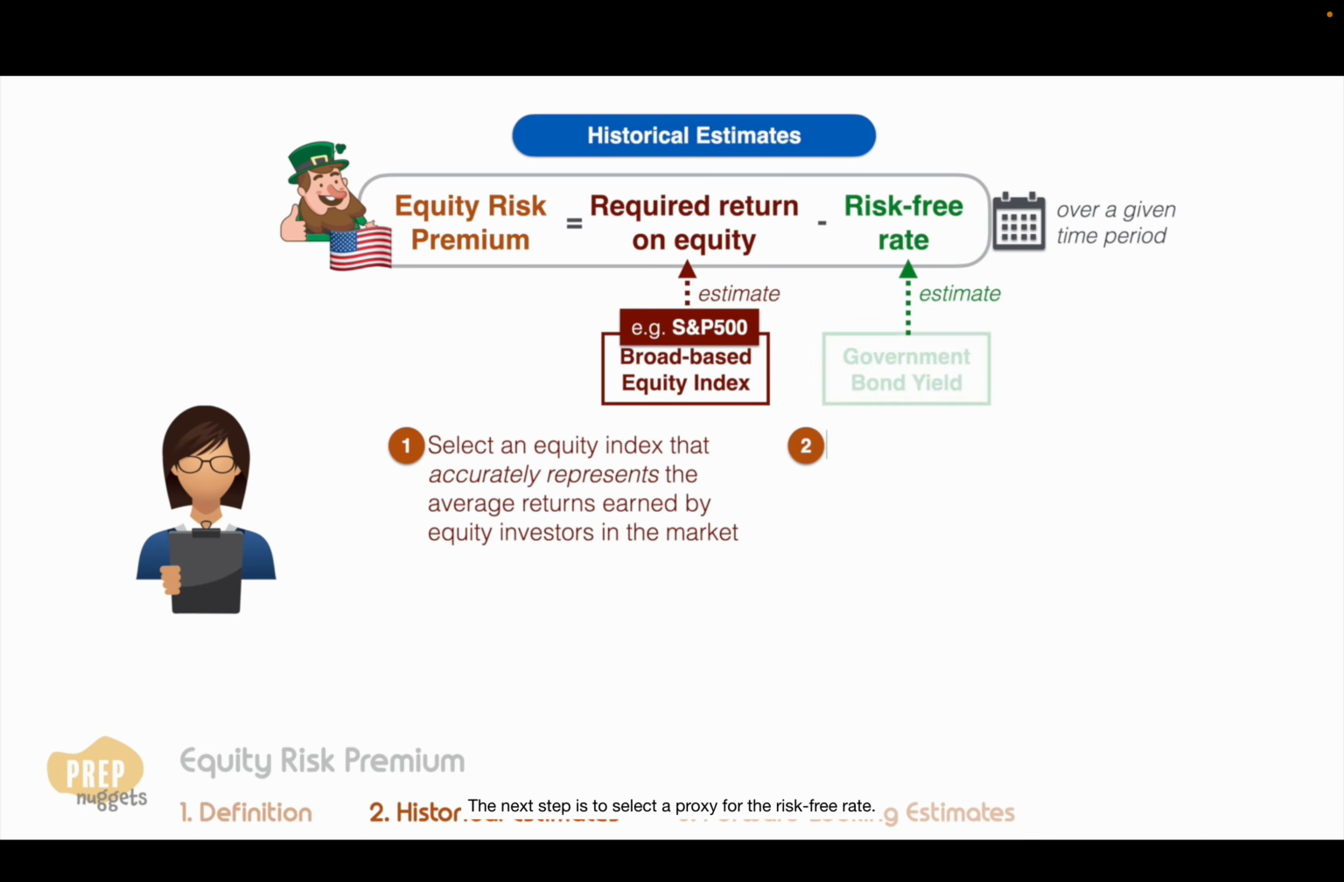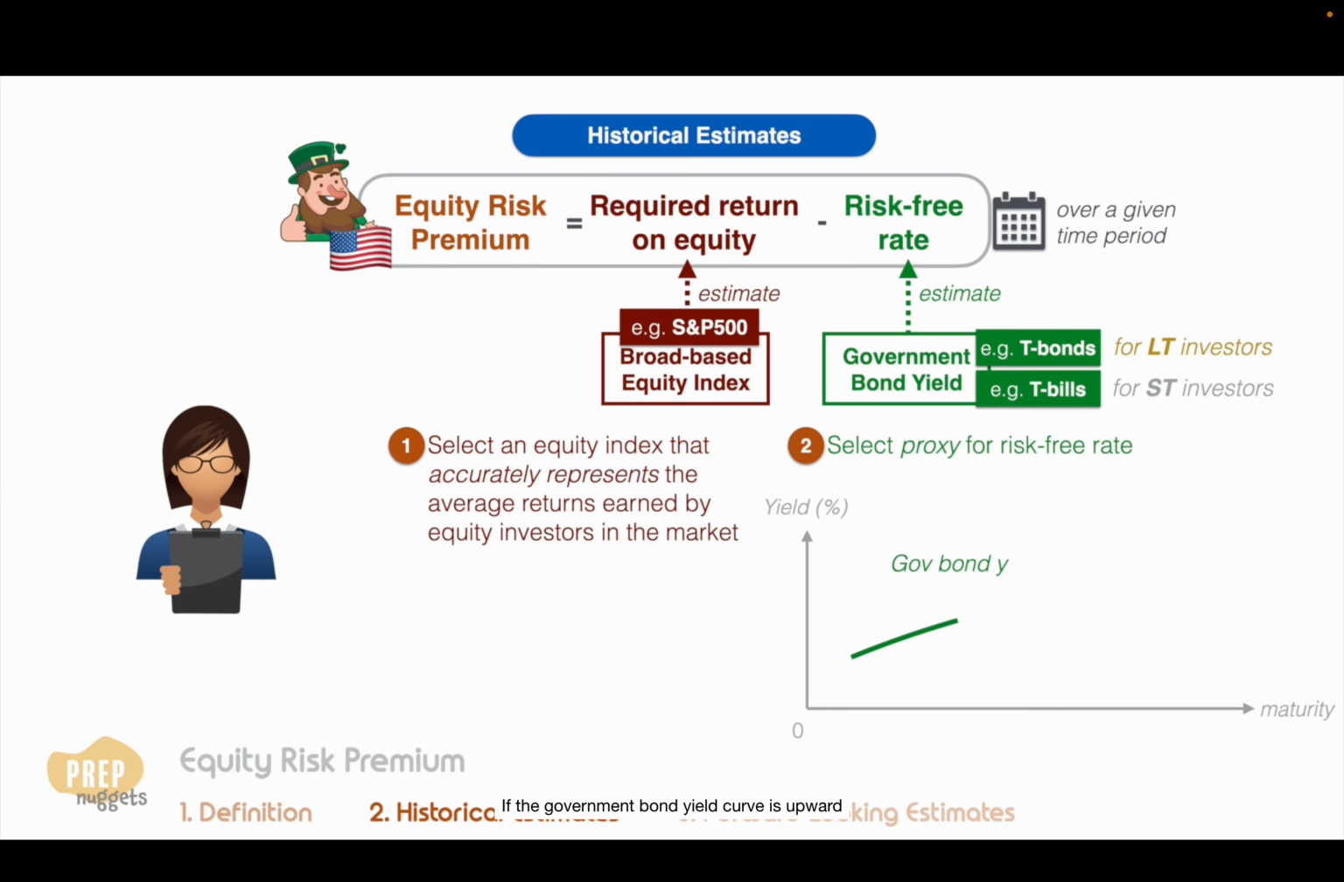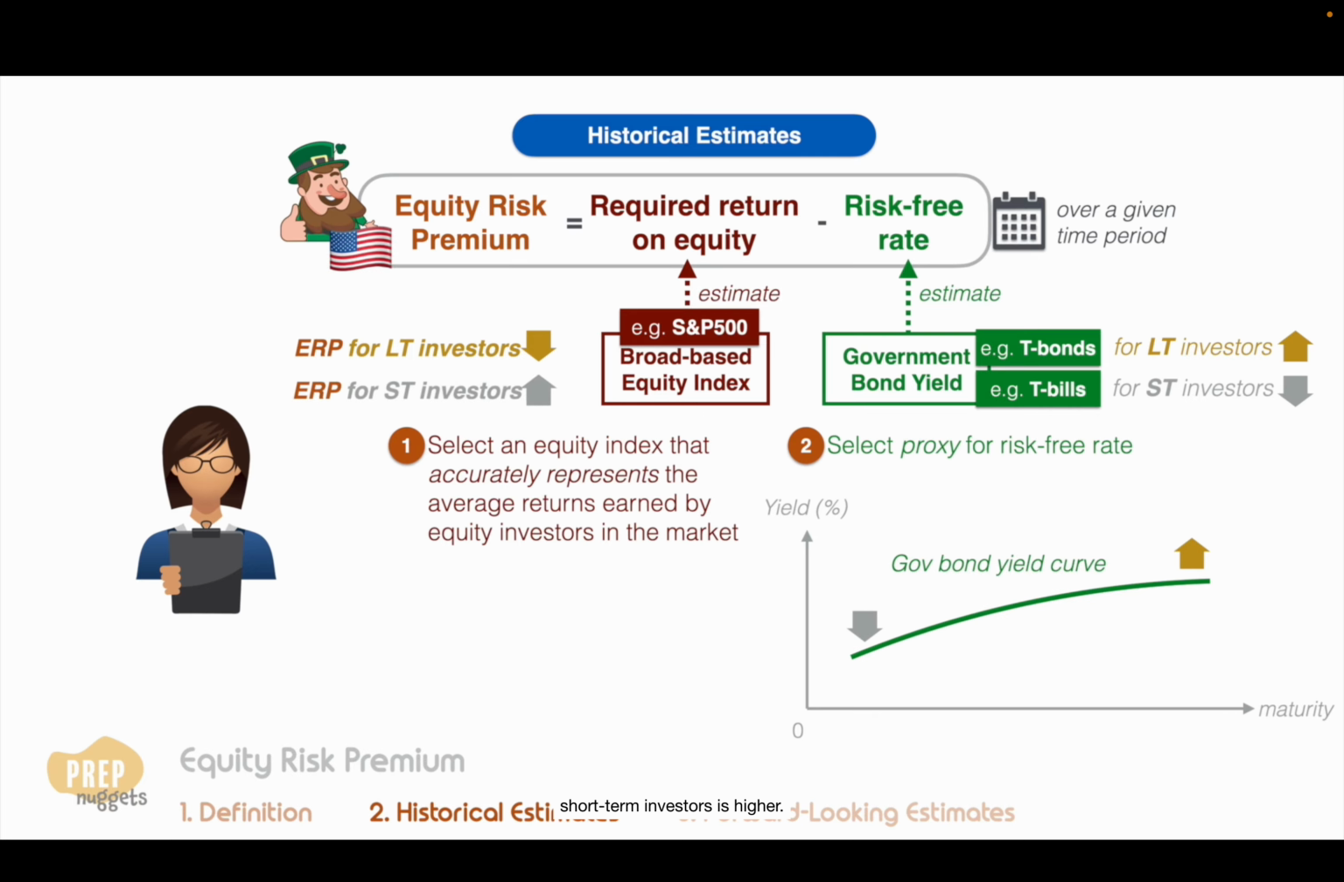The next step is to select a proxy for the risk-free rate. The choice is usually between short-term government debt like T-bills to estimate a risk premium for short-term investments and long-term government bonds like T-bonds to estimate a risk premium for longer-term investments. If the government bond yield curve is upward sloping, the risk-free rate is higher for longer-term bonds, so the estimated risk premium for long-term investors will be smaller. And for short-term investors, the risk-free rate is lower, so the equity risk premium for short-term investors is higher.